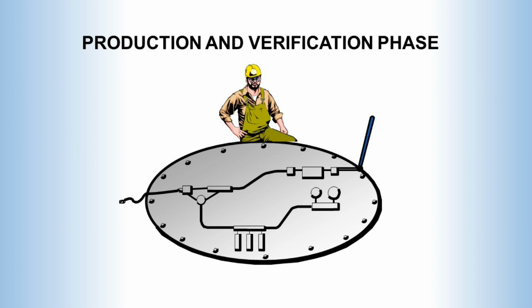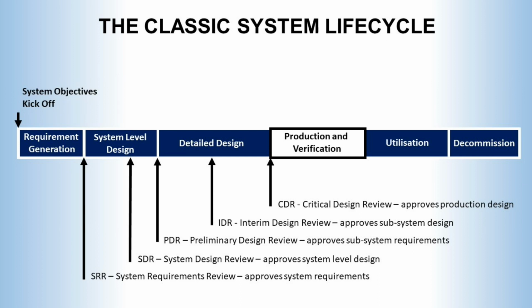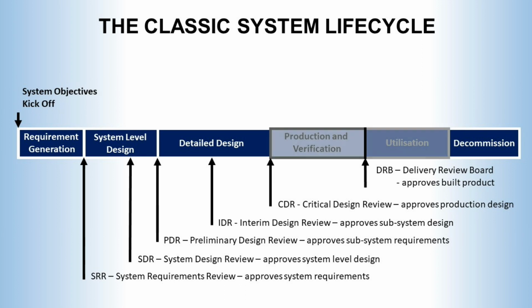This phase is not just about building the system, but also about verifying, that is, testing and other activities that prove that the actual product as built meets the requirements, not just the design. Production and verification finishes with the delivery of the system. Again, this is a formal review process with a name like Delivery Review Board, before handing over the proverbial keys and, of course, collecting the customer's check.